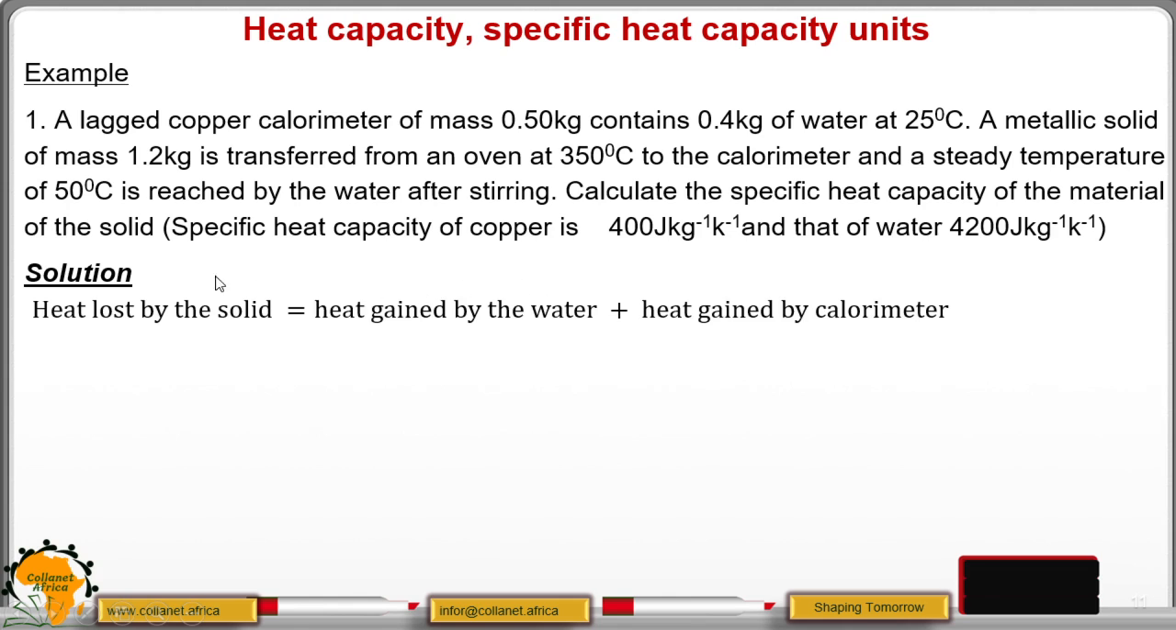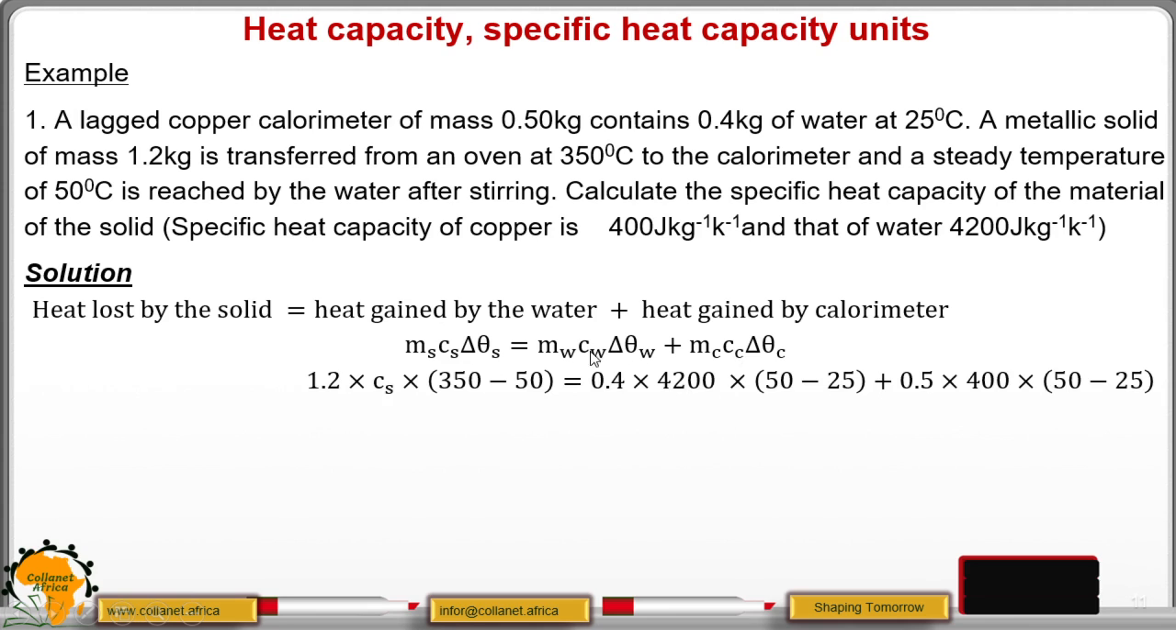We proceed as follows. Heat lost by the solid is equal to heat gained by the water plus heat gained by calorimeter. So the heat lost by the solid will be given by the mass of the solid multiplied by the specific heat capacity of the solid and then the change in temperature. Then we have the heat gained by the water: mass of water times specific heat capacity of water times change in temperature. And the heat gained by the calorimeter is mass of the calorimeter multiplied by the specific heat capacity of calorimeter and then change in temperature.